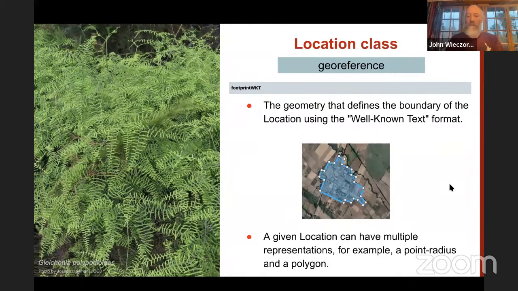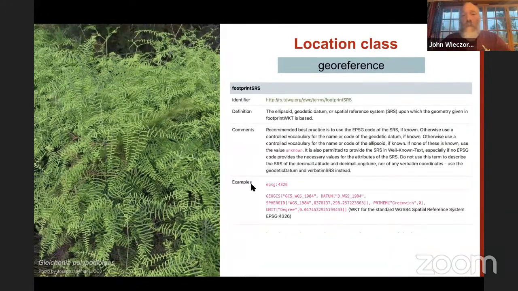Here's an example. You can describe the boundaries of a town like this one using well-known text. Basically, it provides the coordinates for every one of those nodes, every little corner, every little dot on that image. Since a given location can have more than one representation, you could provide the shape of the little town in WKT in the footprint WKT field, and on top of that, you could provide a point radius for it. Both representations could be useful.